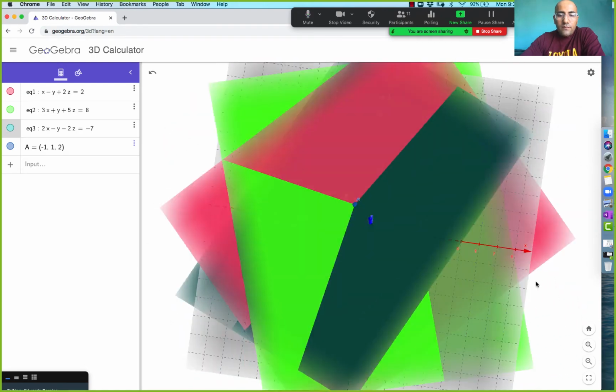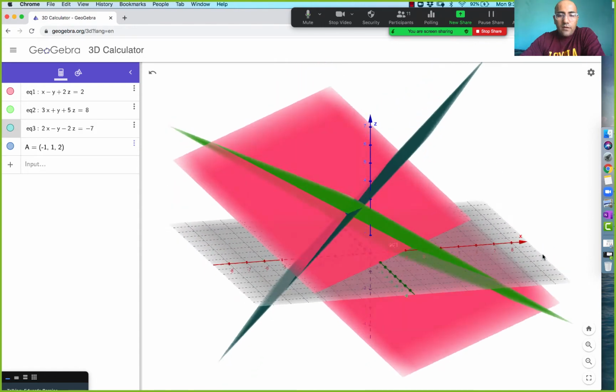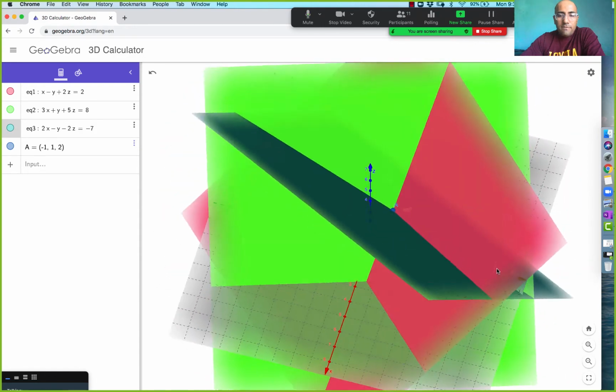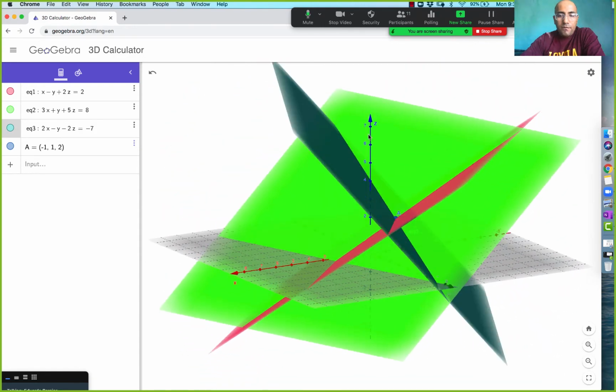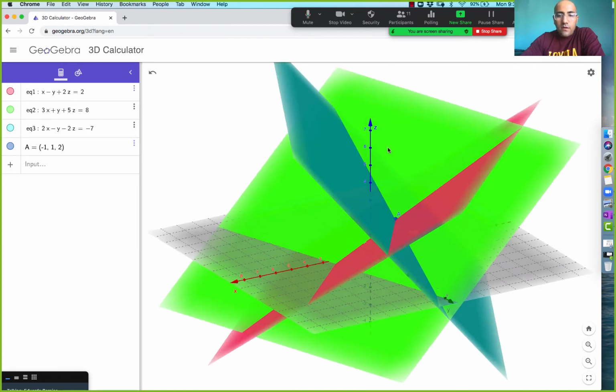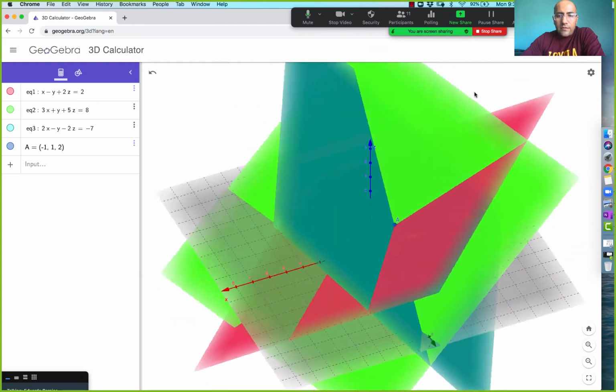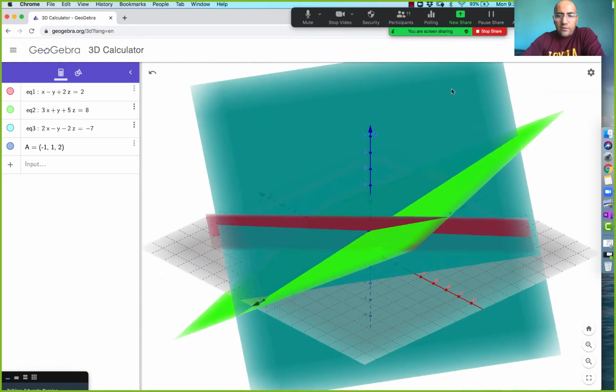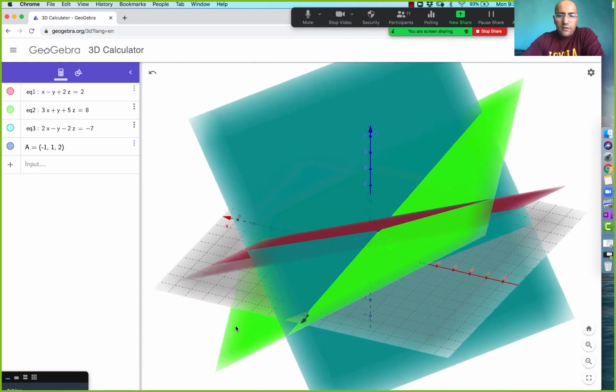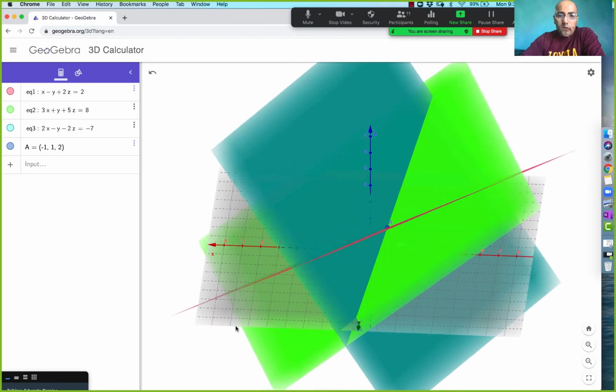Good. Any questions about all this? No? You should go onto this website and play around with some of your equations. Oh, I guess it was selected or something. That's why it was a weird color. Okay. Good.